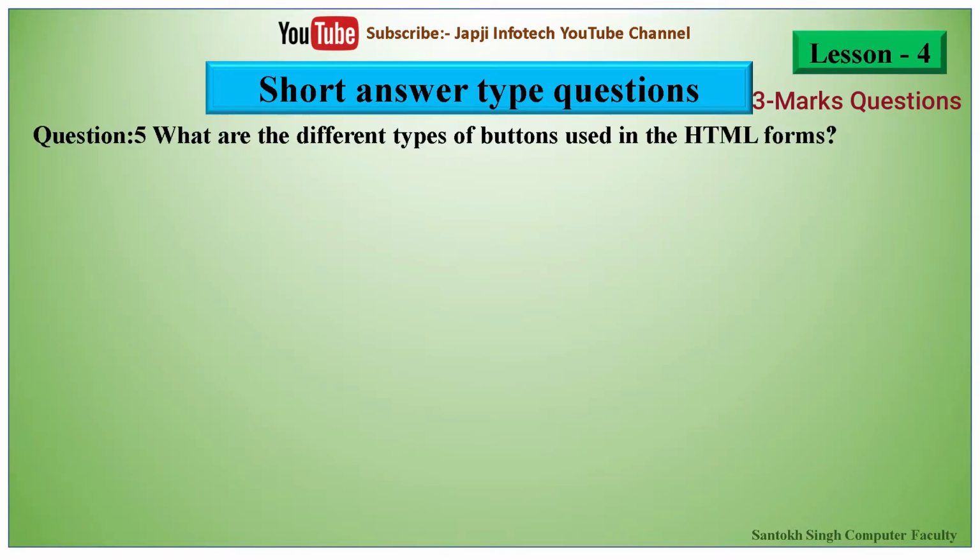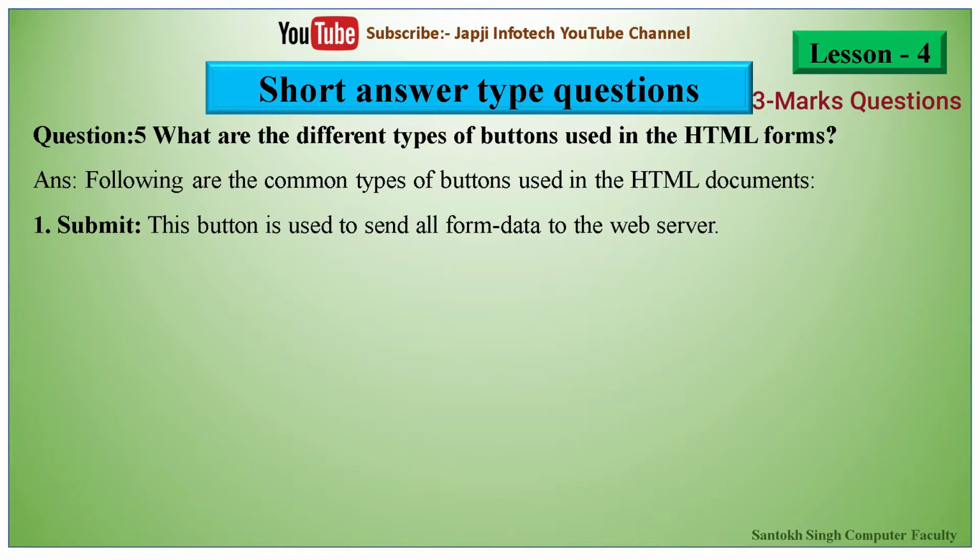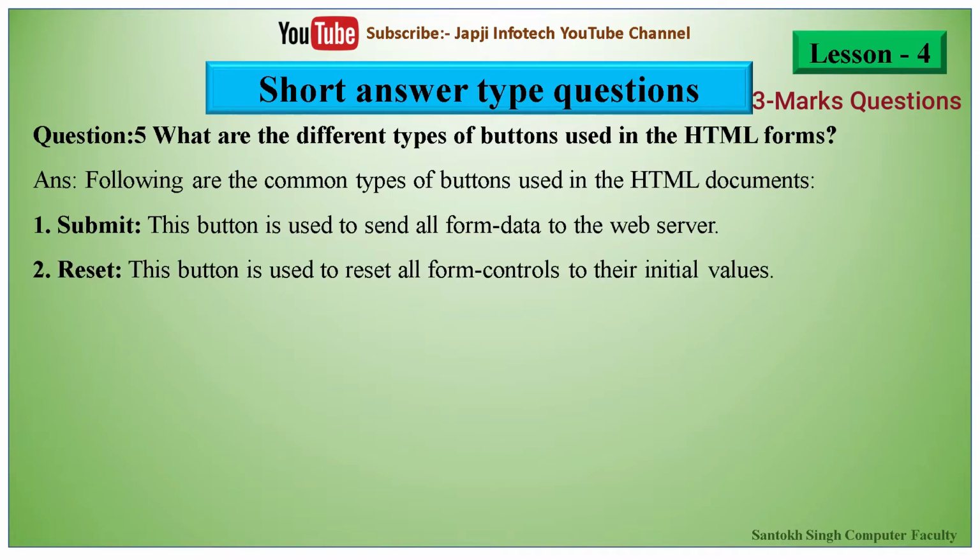And the fifth question is, what are the different type of buttons used in the HTML forms? So following are the common types of button used in the HTML document. The first one is submit button. This button is used to send all form data to the web server. Second one is reset. This button is used to reset all form control to their initial values.